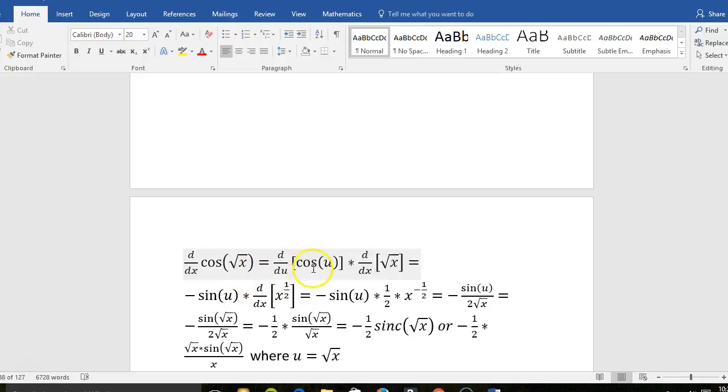Now, d by du of the cosine of u, that's just the negative sine of u. And then times d by dx of x to the half power. Now we know d by dx of x to the half power, I really could have just executed. That would be 1/2 x to the negative half. Again, by the power rule.